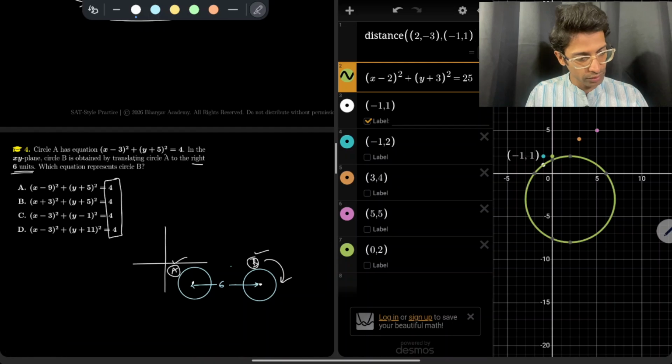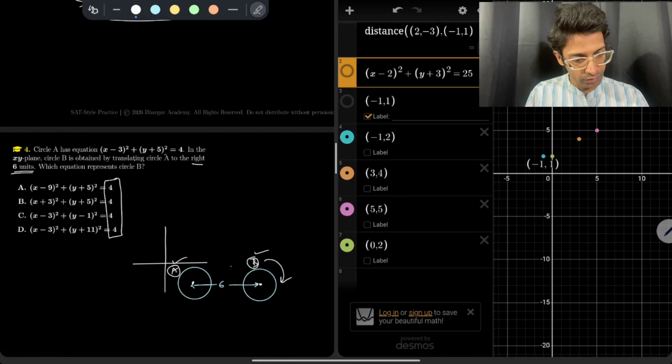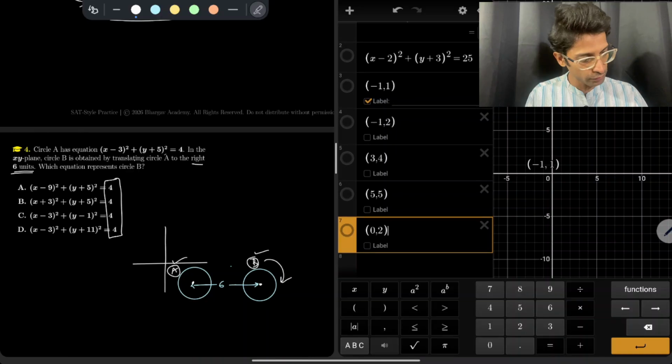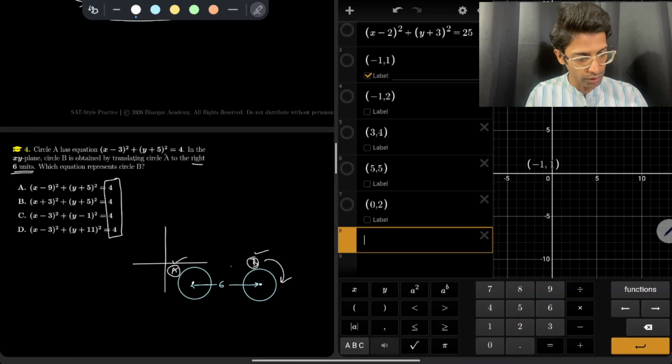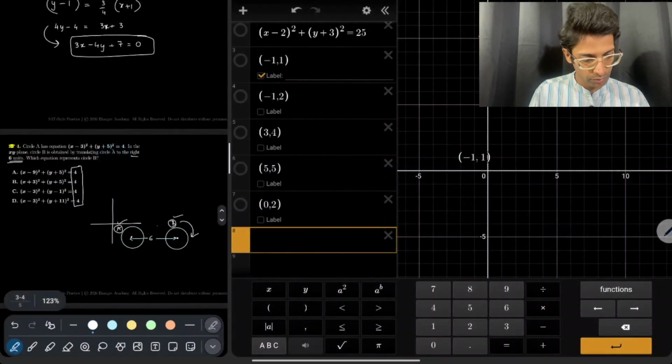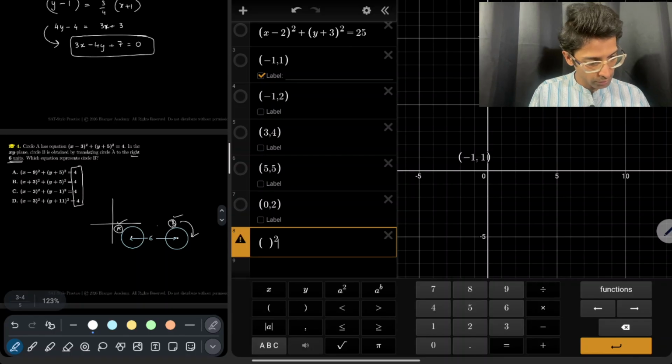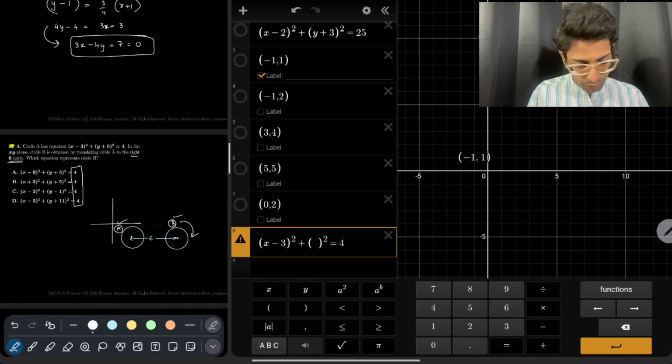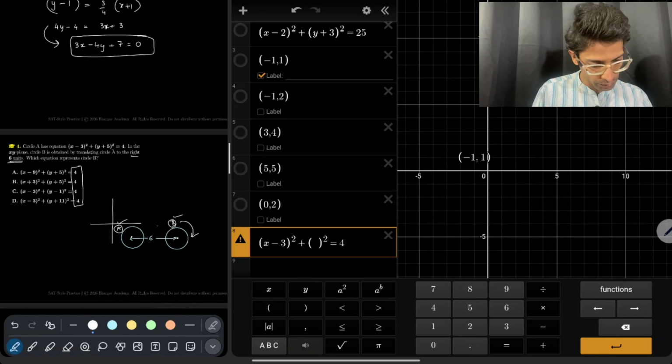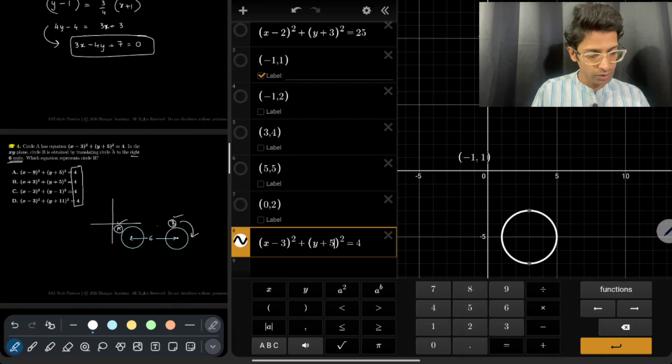In the Desmos, let us forget the past memories so that they don't interfere with our present. Please do that in the exam hall as well. Now what do we have here? Please type the equation in the Desmos. Something square plus something square is equal to 4. So this comes out to be x minus negative 3, y plus 5, yes, y plus 5. So that is the equation of the circle.